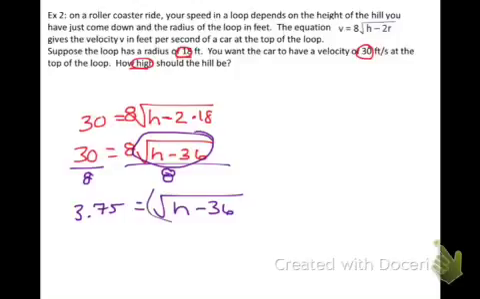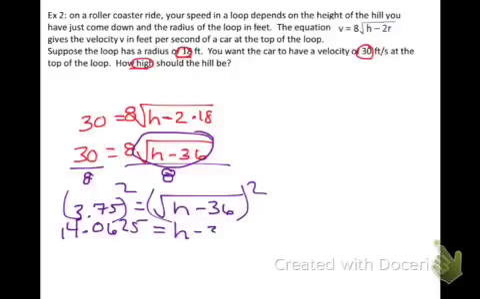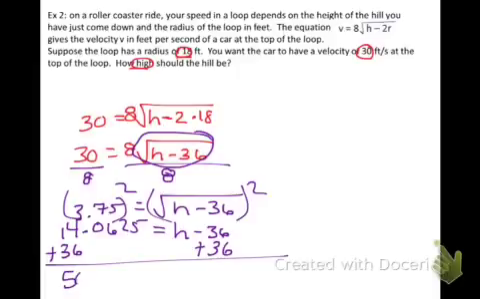And then now we can get rid of the square root sign, so we're going to square it. So it's going to be 14.0625 equals h minus 36. Now we find out how high the height needs to be, so I'm going to add 36 to both sides. Remember to line up your decimals. So it's going to be 50.0625 equals h. And there's your answer.